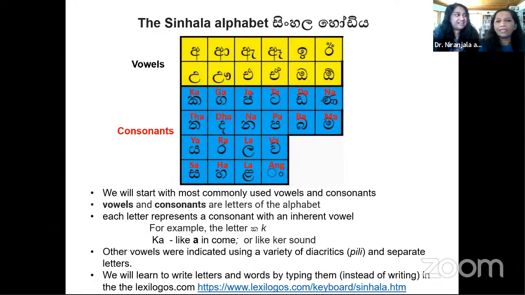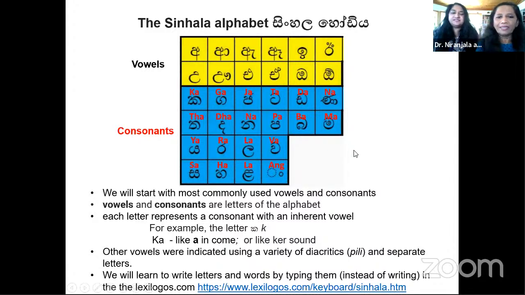T, d, n, p, b, m. Or you can also say ta, da, na, pa, ba, ma. Nobody's repeating. We can see your mouth, whether your mouths are moving or not. Ta, da, na, p, b, m.